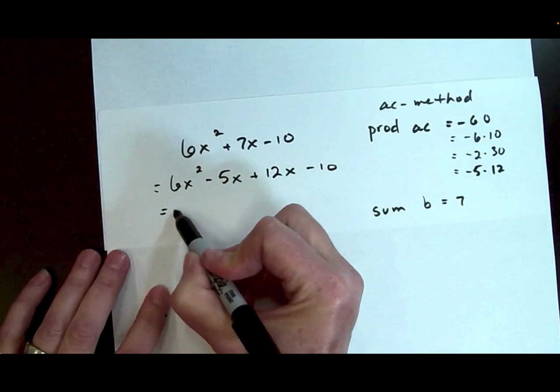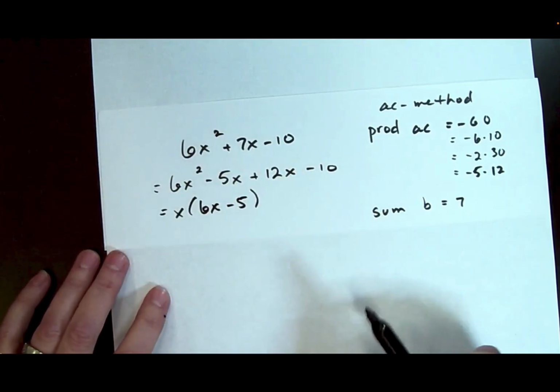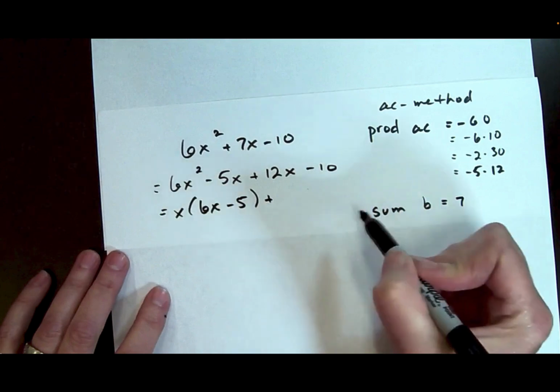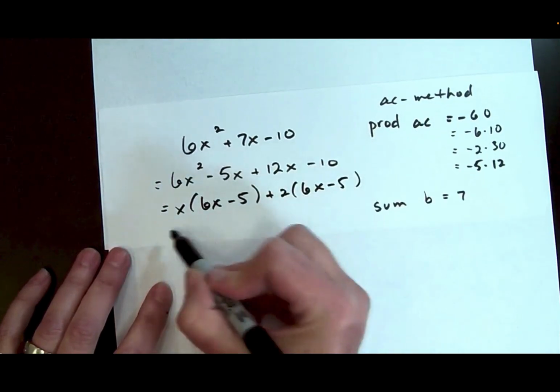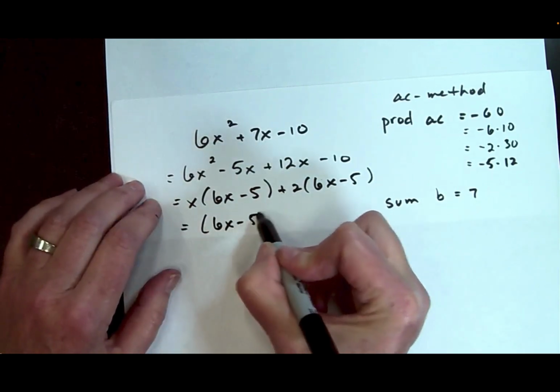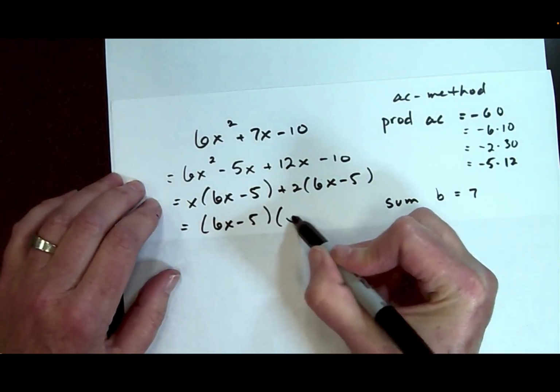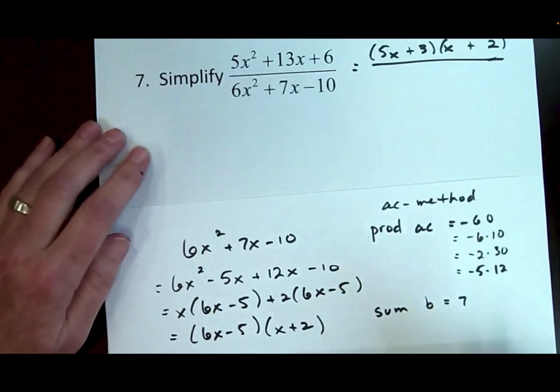So I'll take an x out of the first two terms. That'll leave me 6x minus 5. I can take a 2 out of the second two terms. And then what happens is you get the same thing in both sets of parentheses, so you can factor it out. So 6x minus 5 and x plus 2. Okay, so that's our factorization up here.